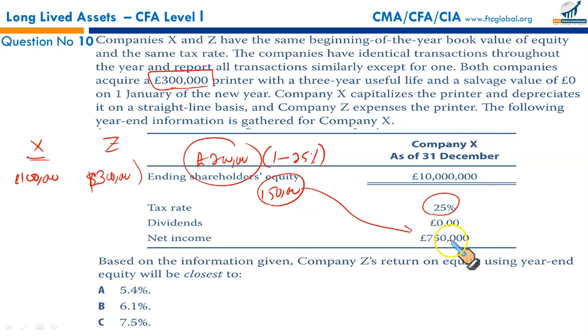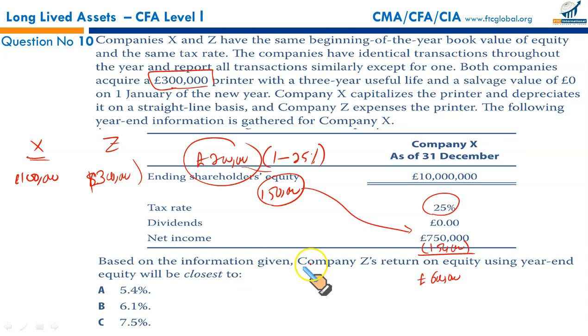This £750,000 is the income reported by X. We cannot deduct £200,000. Why? Because this £750,000 is net income. So if you want to deduct this £200,000 of expense, we have to deduct it on an after tax basis. So the after tax basis will be 150. So deducting this £150,000 from X's net income will give us £600,000 net income reported by Z.